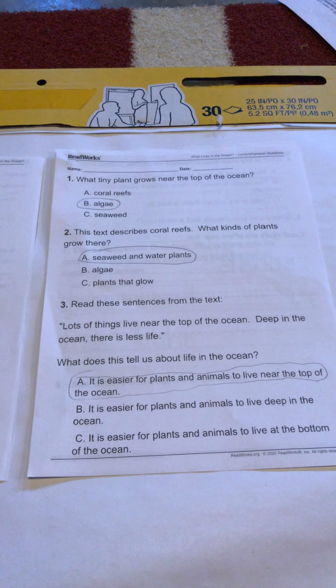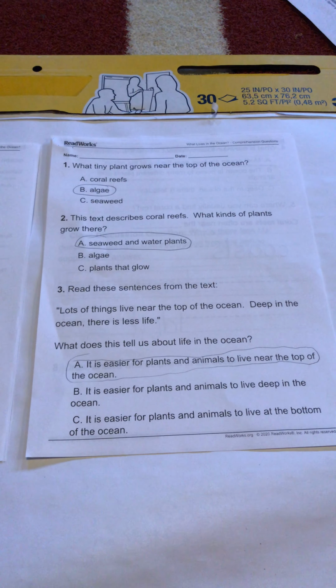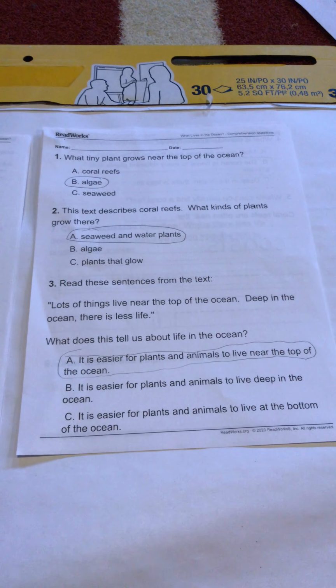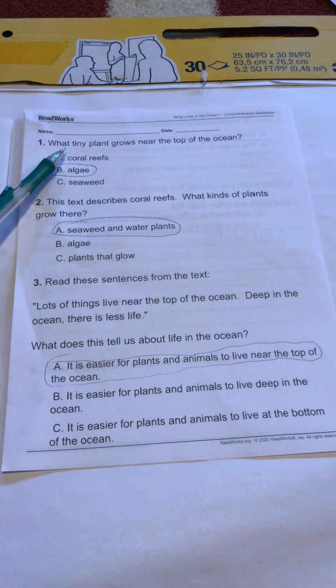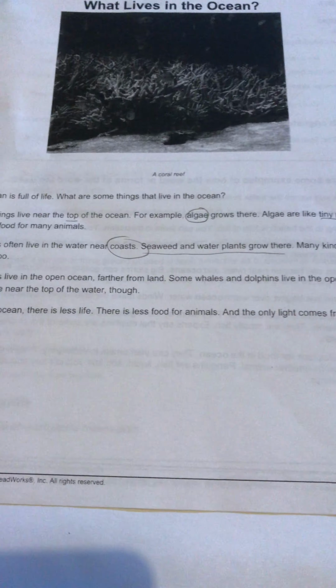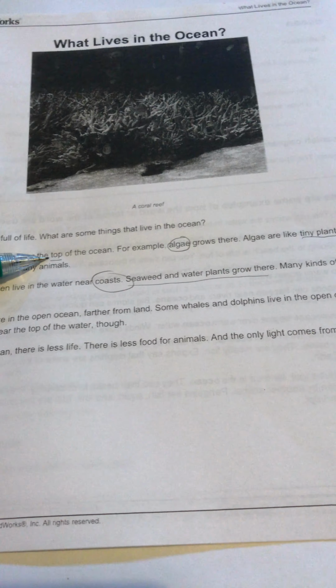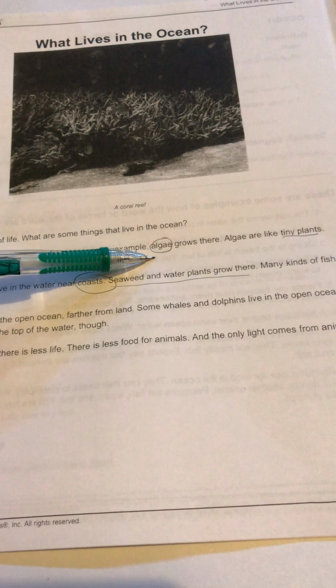It's Tuesday afternoon, and today we were learning about what lives in the ocean. We had to read about it and then write a few sentences about it. Our first question says, what tiny plants grow near the top of the ocean? If you come back to the article, over here, it tells you there's lots of living things near the top. For example, algae grows there, and they are like tiny plants.